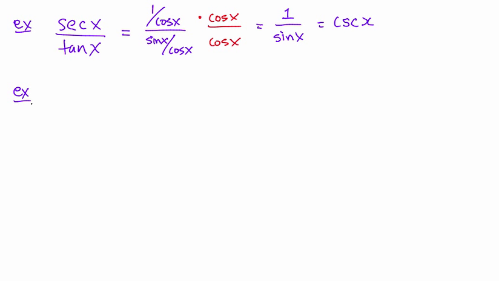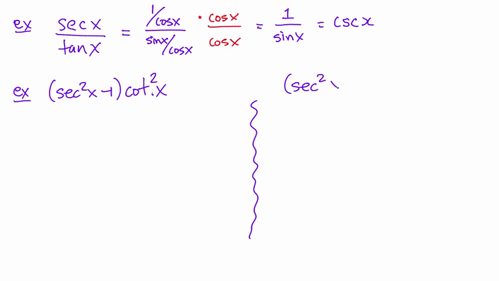And if I took one like secant squared x minus 1 times tan x, no, let's not do tan x. Let's do cotan squared x. We can play around with this one and see if we can come up with a different expression that's equivalent to it. And I'm going to do this one in a couple of different ways. So here's secant squared x minus 1 and cotan squared x.